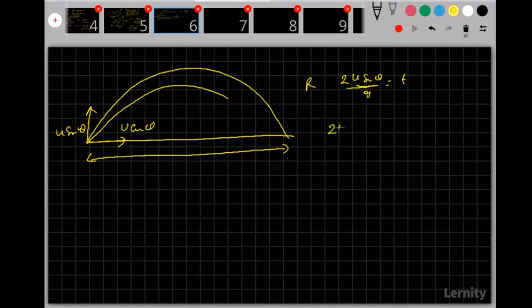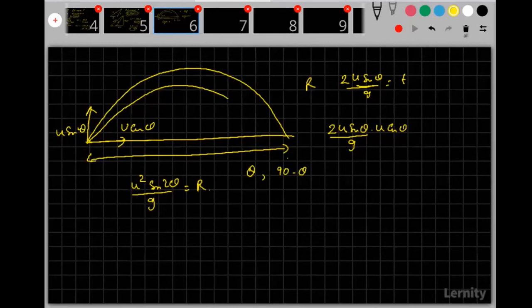So 2u sin theta into u cos theta by g, this will give you the total range. So that is u squared sin 2 theta by g. This is equal to r, the range, right? Now they are asking if h1 and h2 are the different heights. So these are the range. Range is the same. Range is the same means, remember, if one is theta, the other one is 90 minus theta. If you send two at complementary angles, the range will be the same.